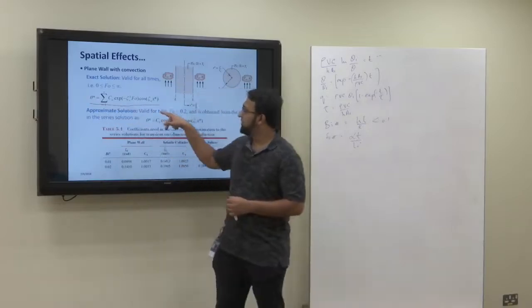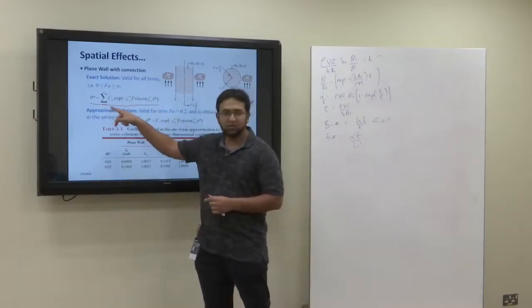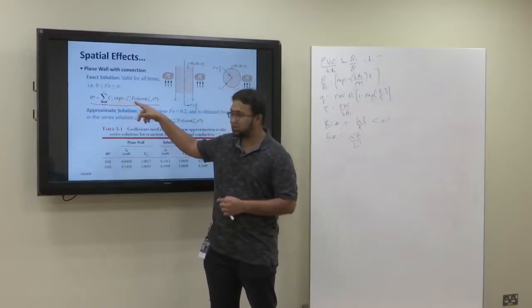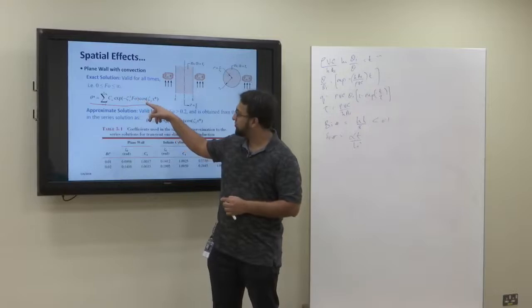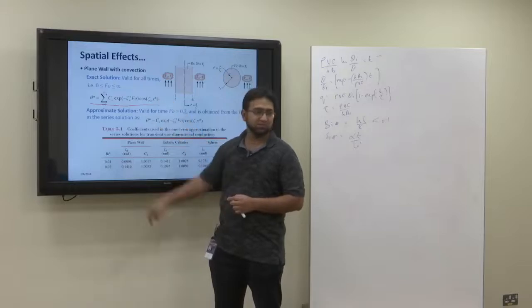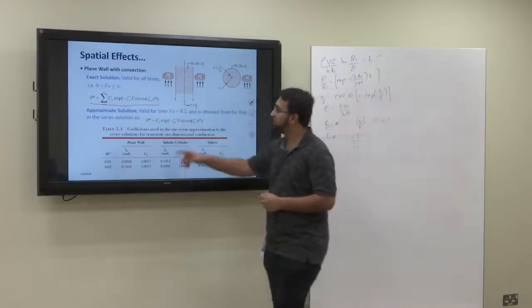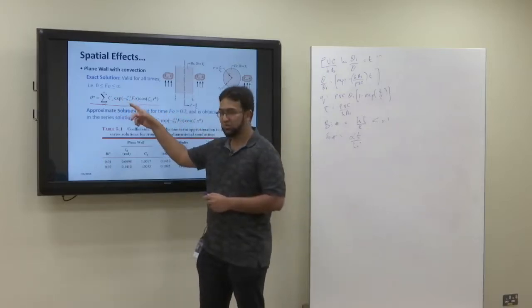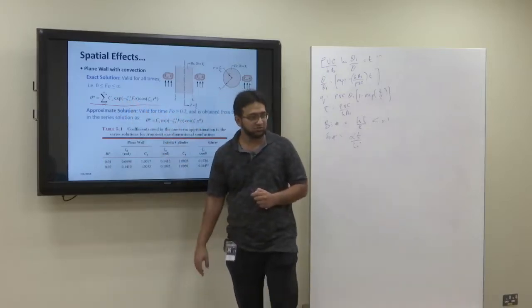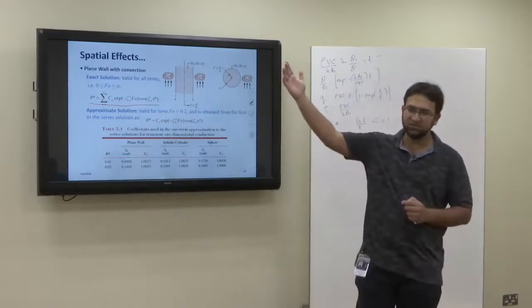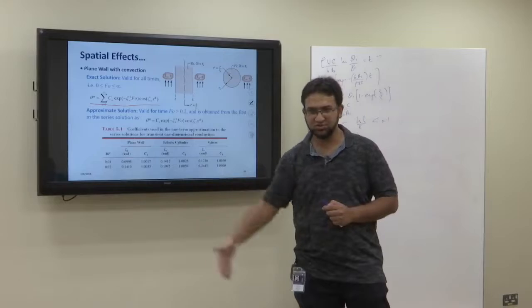summation n equals 1 to infinity of C_n exp(negative eta_n squared times the Fourier number) cos(eta_n x star), where eta_n and C_n are constants, the Bessel function constants, and there are about 2-3 pages in the appendix giving the Bessel function constants.